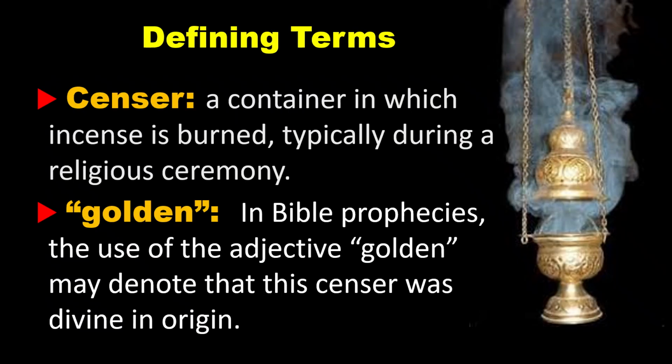Just for your information, a censer is a container in which incense is burned, typically during a religious ceremony. And in Bible prophecies, the use of the adjective golden may denote that this censer is divine in origin. Now, if it had been described as light gold, or it was of some metal that can tarnish, it is possible that there is an intent to appear divine in origin, but is not really.